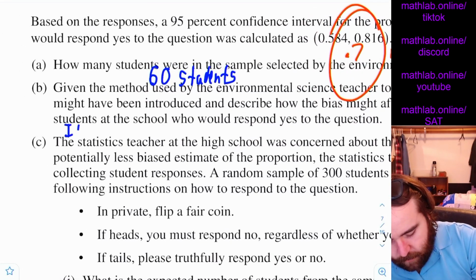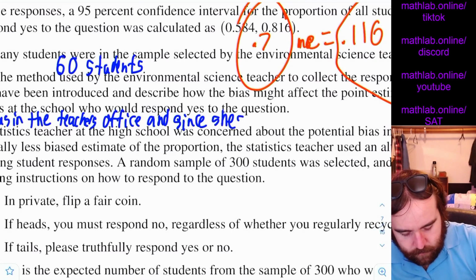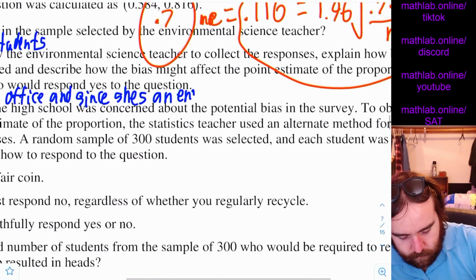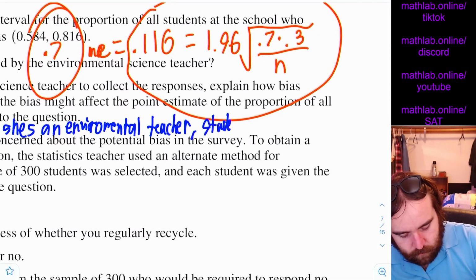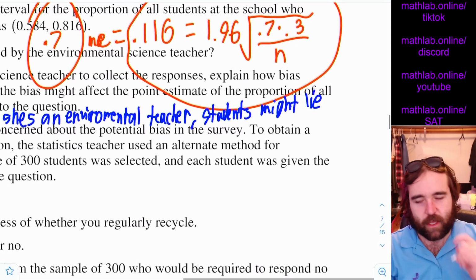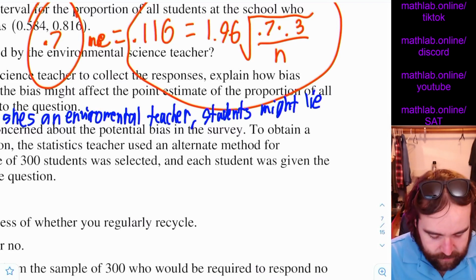So, like, it was in the teacher's office. And since she's an environmental teacher, I wish it said that she asked the questions. I mean, really, the whole thing is they're self-reporting. That's actually what it is. That's the bias. They're self-reporting. It's response bias. We can even name that.